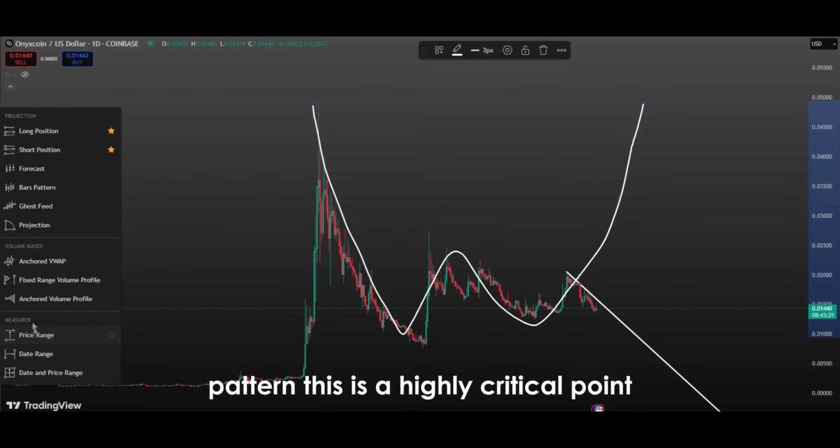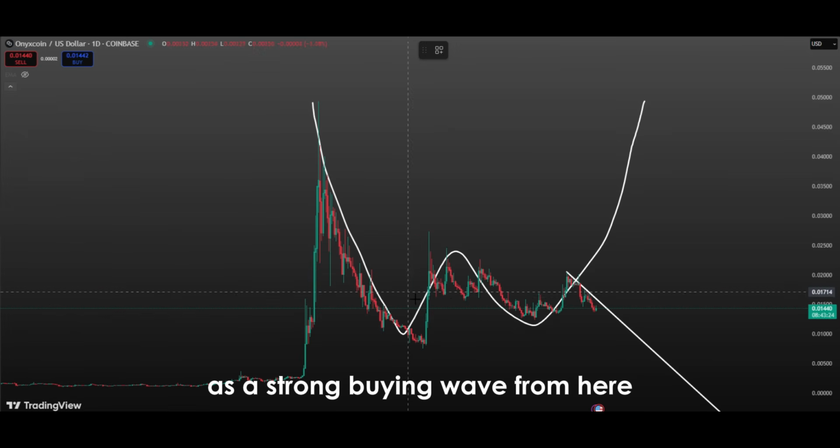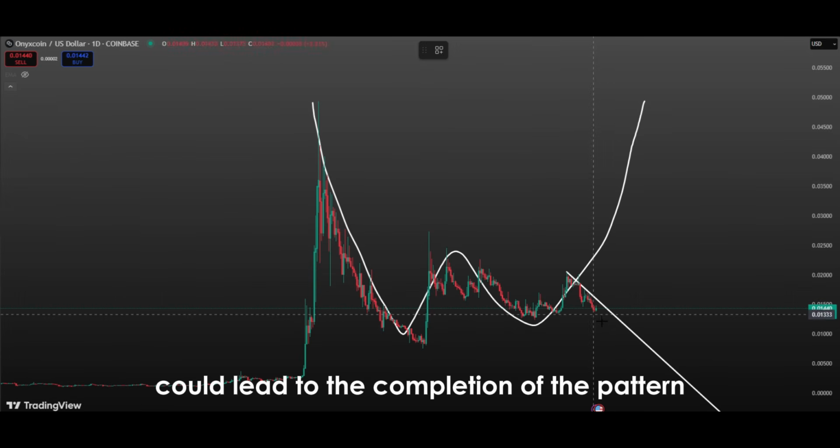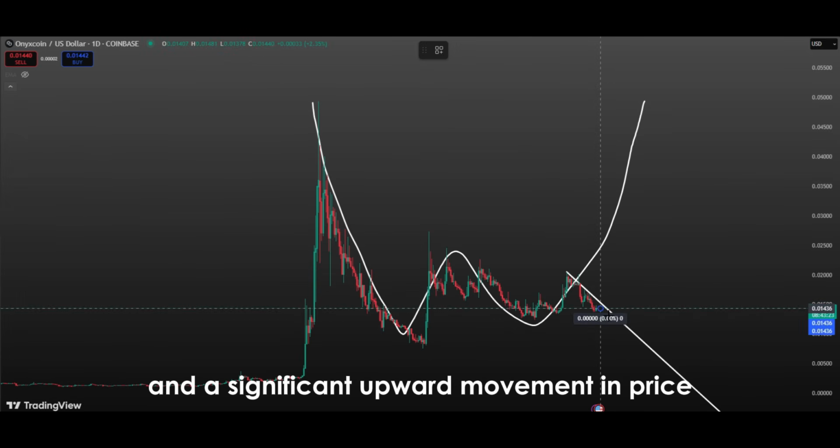This is a highly critical point, as a strong buying wave from here could lead to the completion of the pattern and a significant upward movement in price.